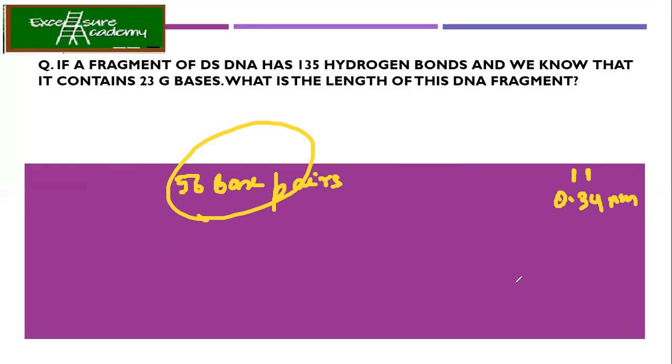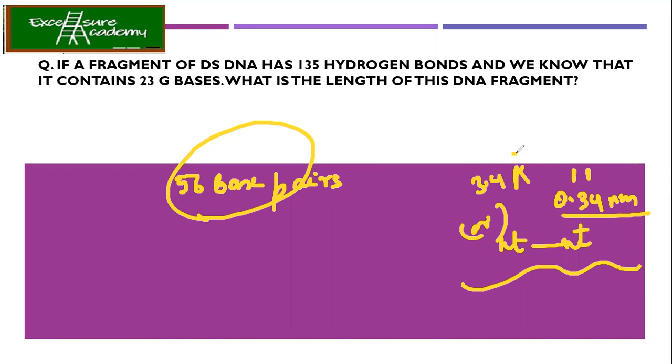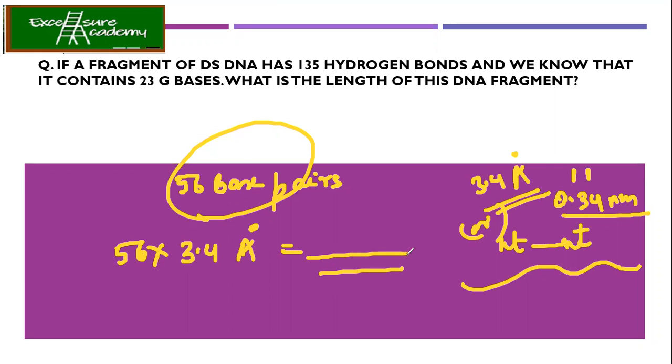Remember the table I showed, the distance between two nucleotides in a DNA is around 0.34 nanometer or 3.4 angstrom. So what you can do is just multiply 56 into 3.4 angstrom. Whatever value you get is the length of the DNA. So how much are we getting? 190.4 angstrom. Yes, so we are getting around 190.4 angstrom. This is the length of the DNA.